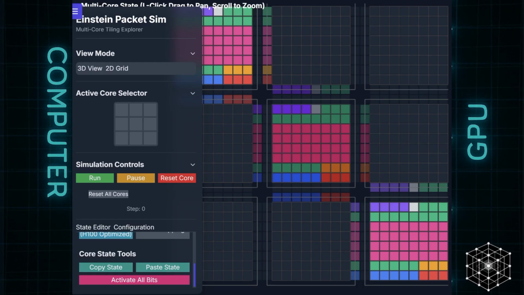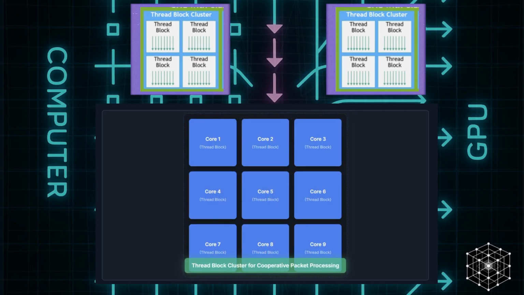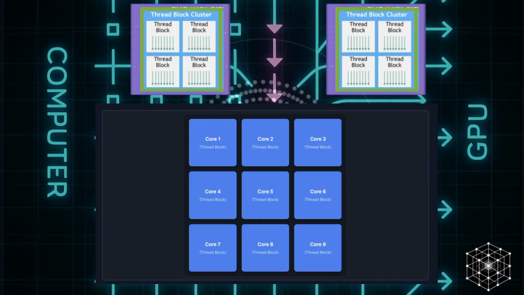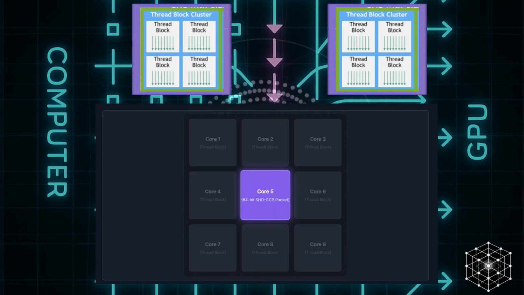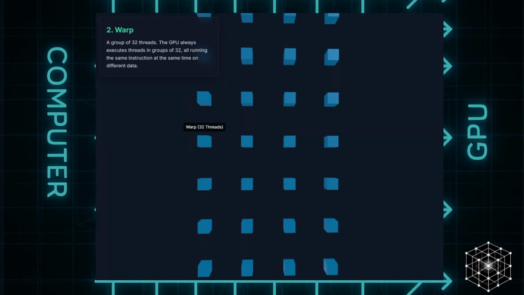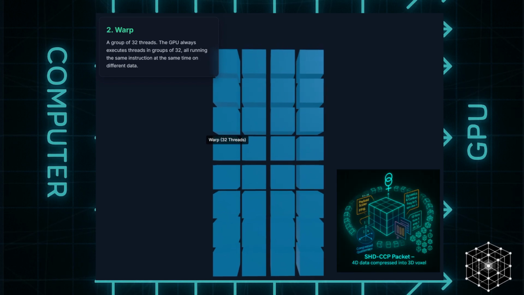The NVIDIA H100 introduces a new feature that maps perfectly to our simulation: the thread block cluster. This is how our simulator models the H100's architecture. The 9-core grid. This represents a thread block cluster, a new H100 feature that allows 9 separate thread blocks to be scheduled together and cooperate. Each 8x8 core. This represents a single thread block, which is 64 threads, or 2 warps. These threads are responsible for processing one 64-bit SHD-CCP packet.